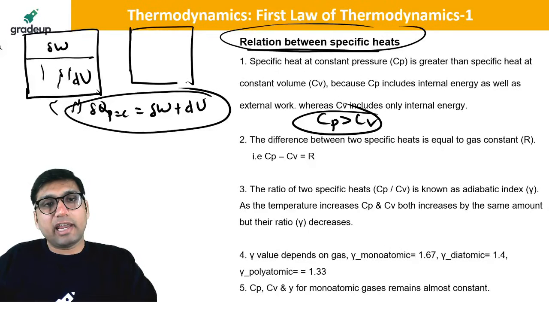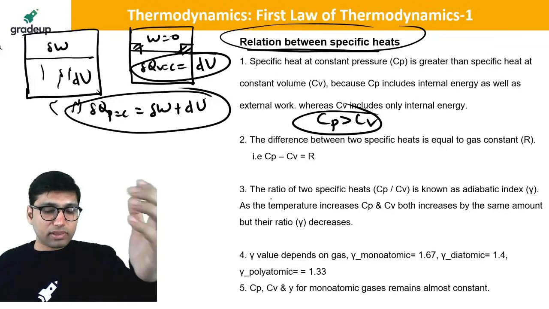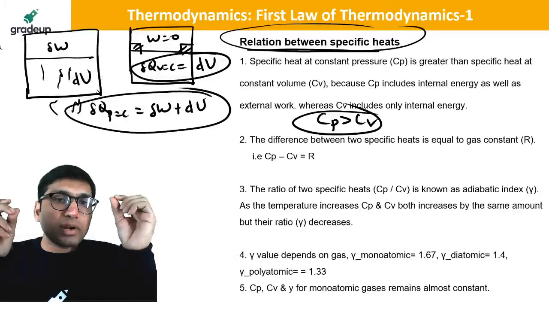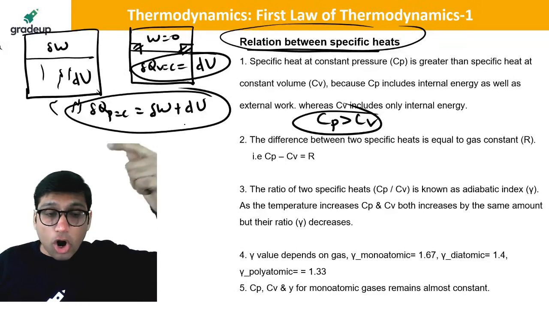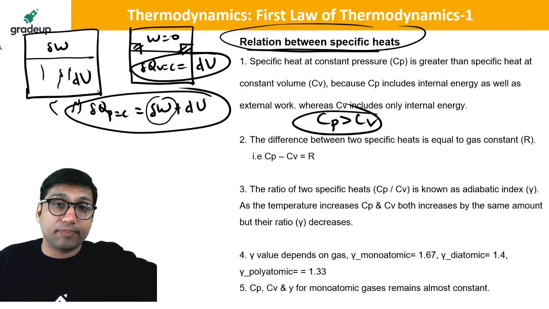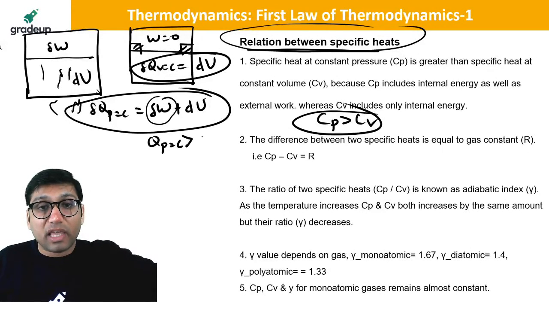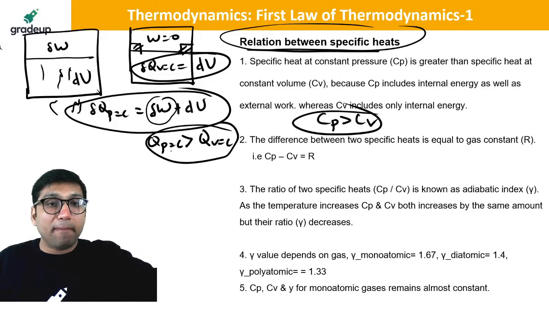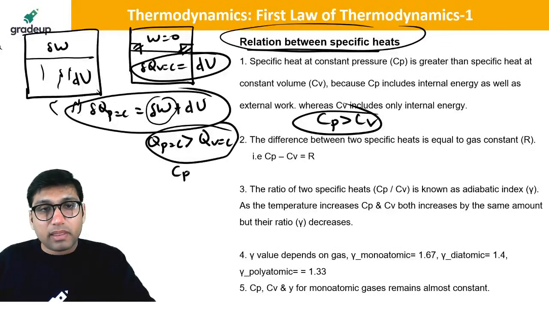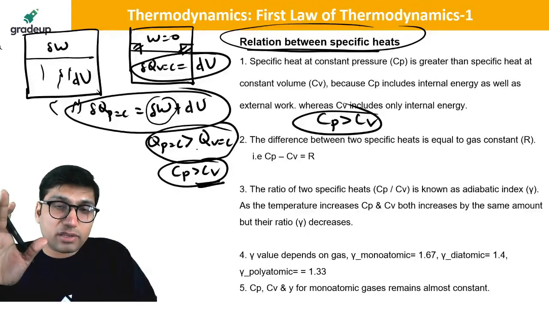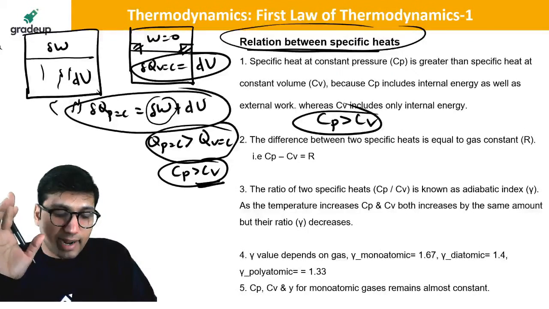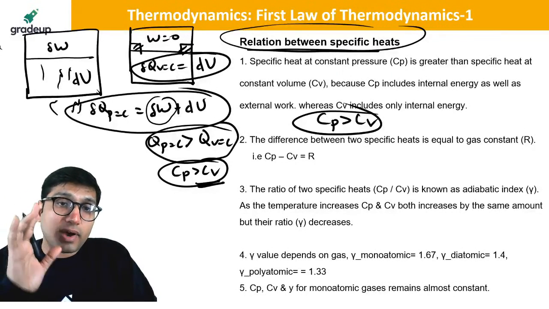But if you are applying heat to a system at constant volume, the volume is constant. If it is a rigid system, then work will be zero. So the heat transfer at constant volume is only equal to the change in internal energy. But when you are supplying heat at constant pressure, not only does internal energy increase, but some external work is also done. So more heat is to be given at constant pressure as compared to constant volume, and that is why Cp is greater than Cv. The only reason, my dear students, is that at constant pressure, if you heat a system, that heat goes into not only doing some external work but also increasing the internal energy.